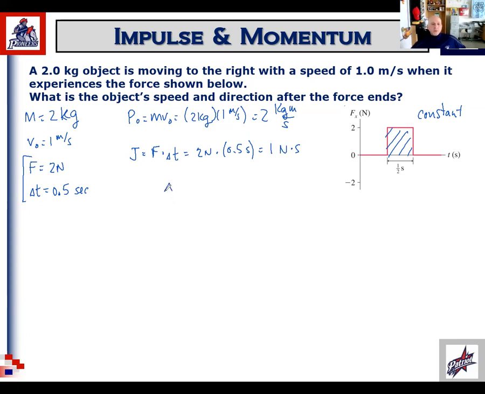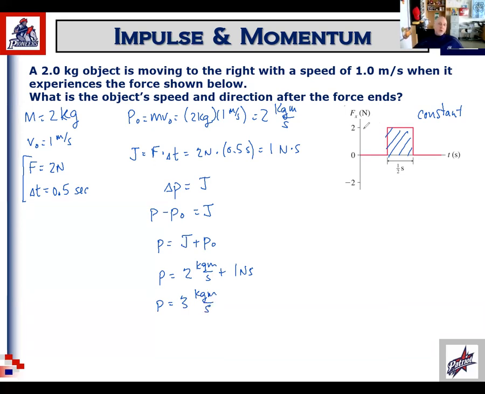And we know that the change in momentum is equal to impulse. And so the final momentum minus the initial momentum is equal to impulse. Again, you can put an f here if you want to. If you don't, it just assumes it's the final. And so the final momentum is going to equal the initial momentum plus the impulse, which means 2 kilogram meters per second plus 1 newton second. And again, remember that a newton second and a kilogram meter per second are the same unit. So my final momentum is 3 kilogram meters per second.